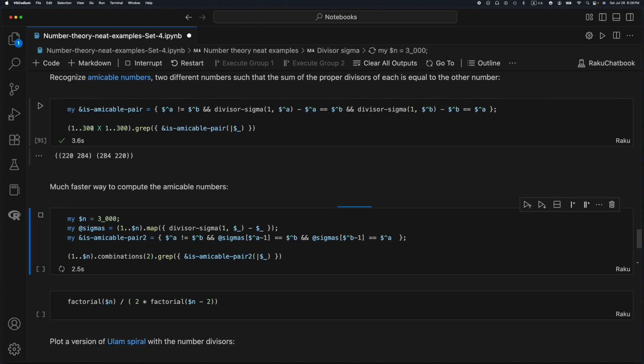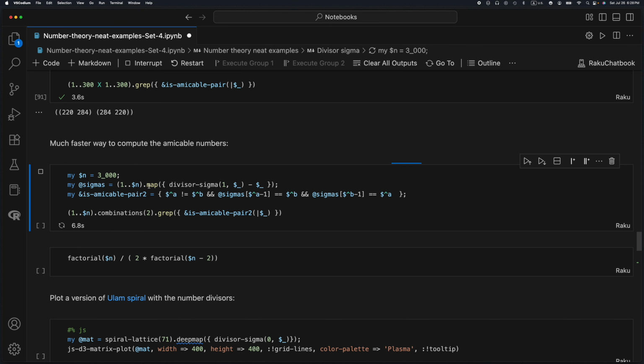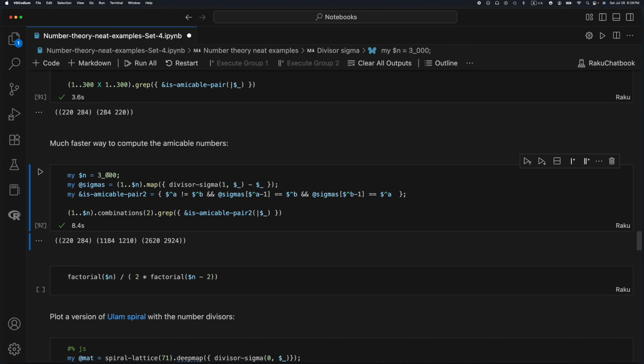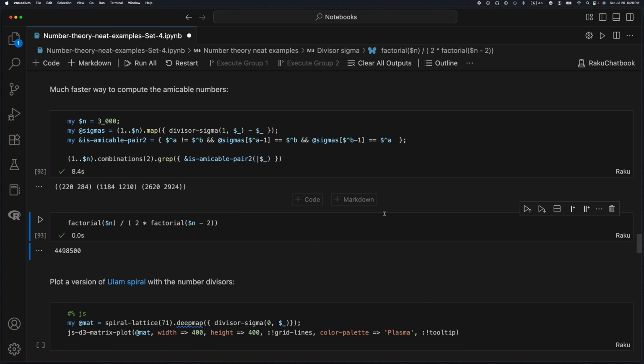So instead of, say, 300 numbers and a Cartesian product, you can see that I'm pre-computing the divisor sigmas for these 3000 numbers. Then I'm just querying the sigmas, so to speak, and producing the combinations. The combinations or sub-combinations method in Raku is very fast. And you can see we have approximately 4,500,000 pairs, and we found these amicable numbers here.